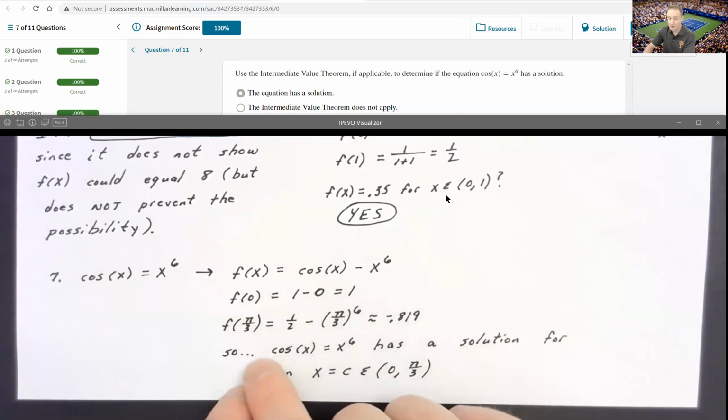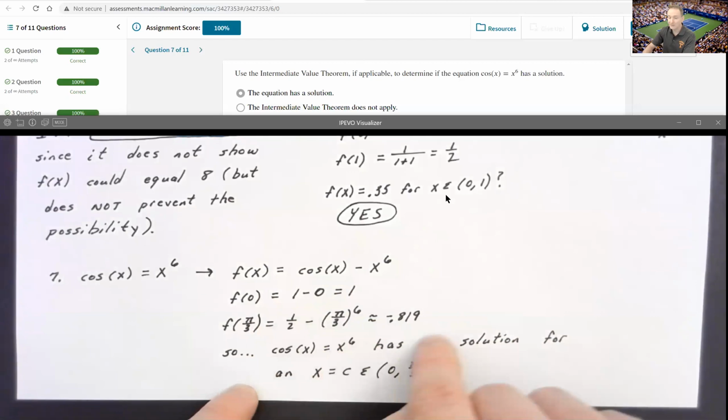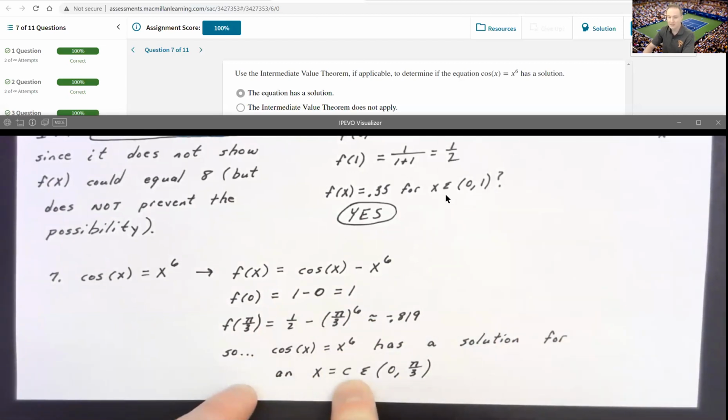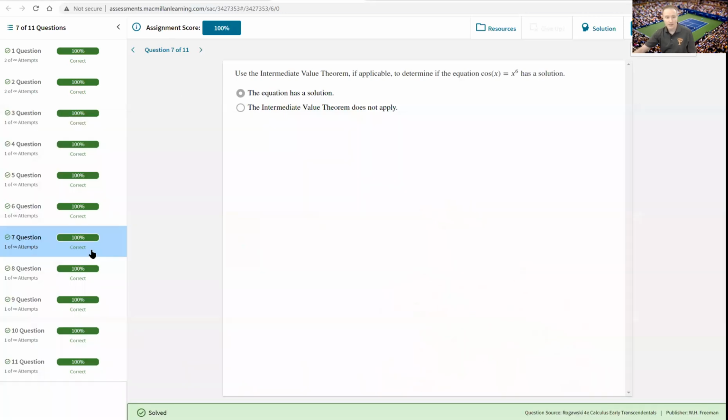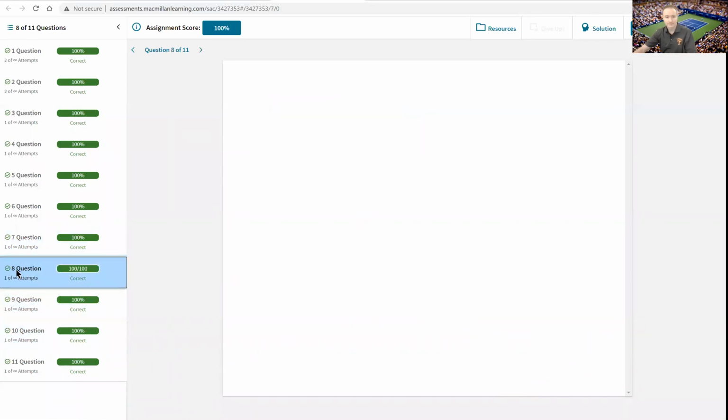So given what I just did, I can say that this equation has a solution for some x that we would call C in the intermediate value theorem, belonging to the set of numbers between 0 and pi over 3. I actually know it's between pi over 4 and pi over 3 if I wanted to be more precise, but this is fine. We just had to show that it had a solution, which it certainly does. We would choose yes, it has a solution, and get that problem right.